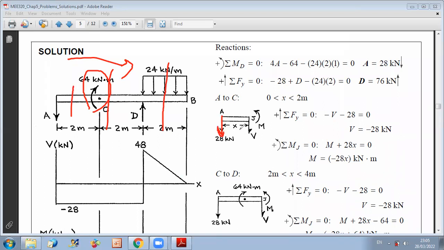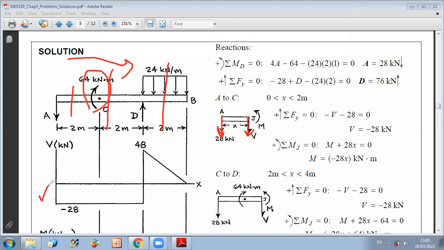And since you kept the left part, the shear is positive downward. So you write sum of y equals 0. This will give you that V is equal to minus 28 kilonewton. You can verify this because we already did it using the area method.